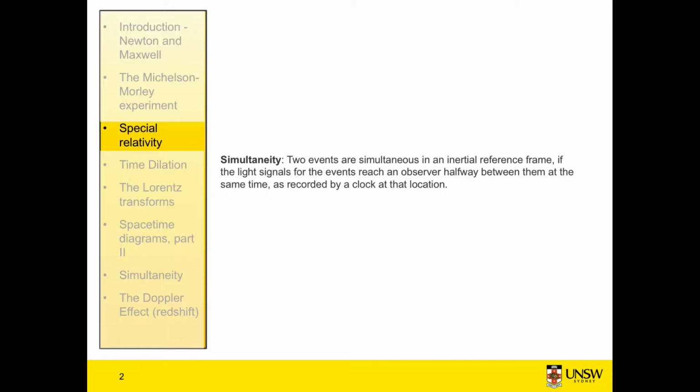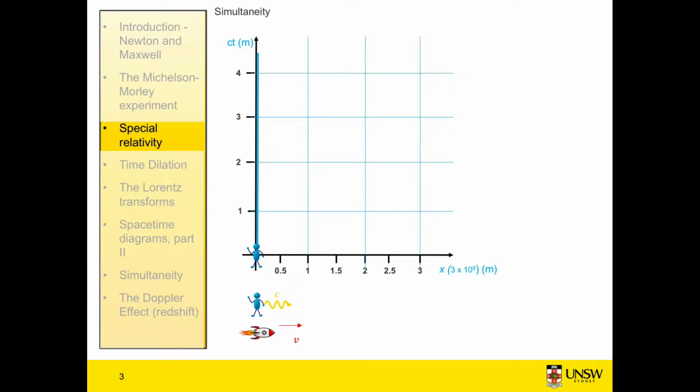So simultaneity: we say that two events are simultaneous in an inertial reference frame if the light signals from those events reach an observer located halfway between the events at the same time. And so to know if two events are simultaneous, we need to know that two observers in the same reference frame, but at different locations within that reference frame, are measuring the same time. That is, we need to know that the clocks of those two observers are synchronized. So we'll have a look at how we would do that using our space-time diagrams.